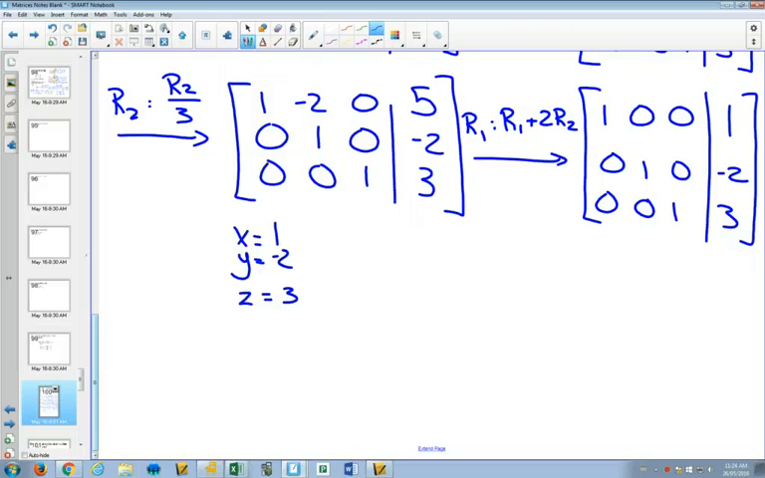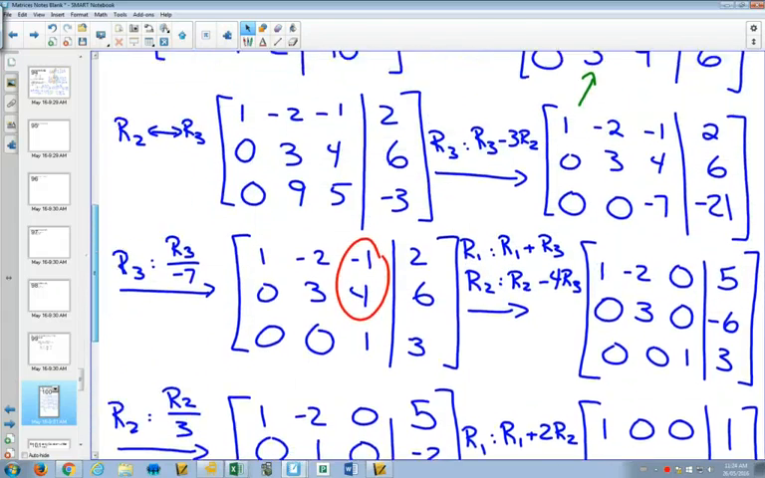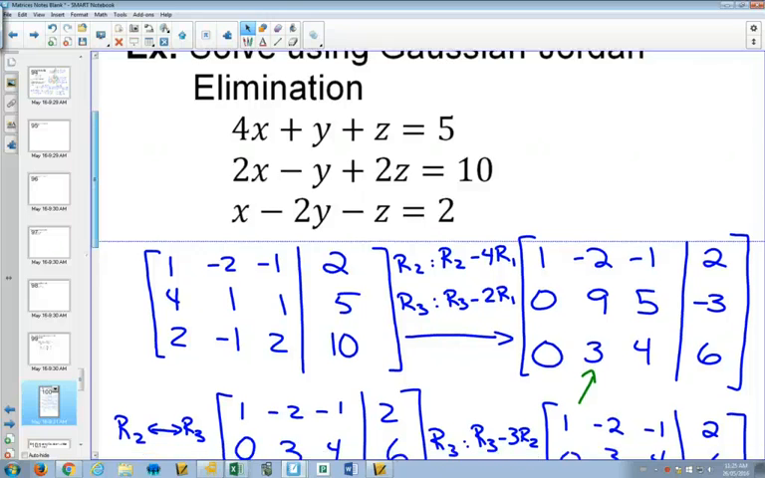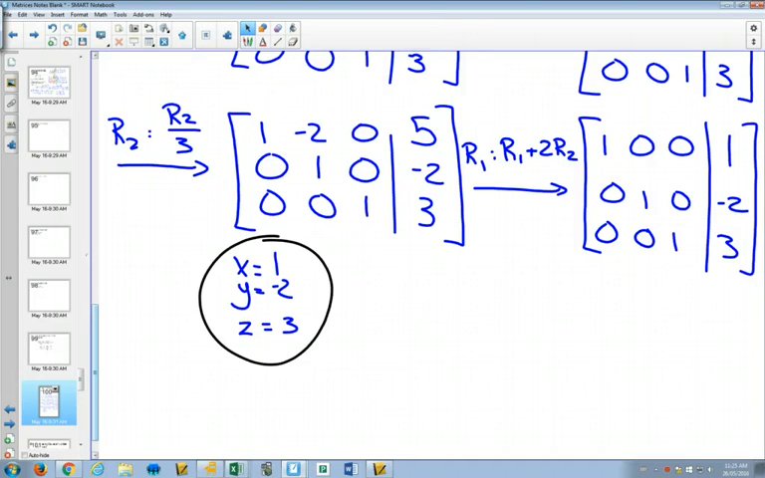And if we want to check if those numbers work, we can plug them back into our original equation. Four minus 2 plus 3 is 5. 2 plus 2 is 4, plus 6 is 10. 1 plus 4 is 5, minus 3 is 2. So all 3 of those equations work with those answers. So we know that our solution is correct.